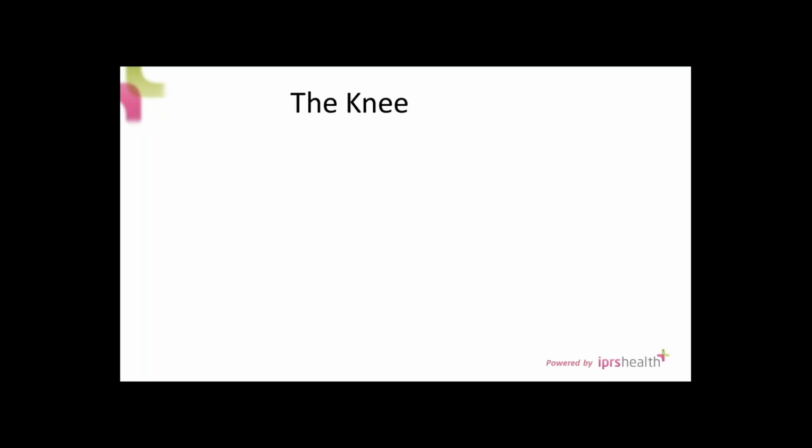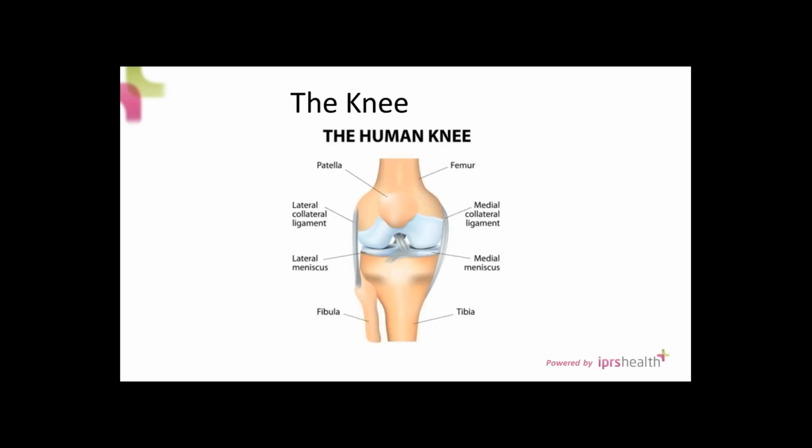So, first of all, let's have a look at the knee. It always helps if we understand a little bit more about the anatomy of the knee and how that relates to pain. So if we have a look at the knee here, we've got some obvious landmarks on there. So we've got the medial ligament. Now medial is another word for the inside, so that's the ligament on the inside of your knee. The lateral collateral ligament, which is the ligament on the outside of your knee. Lateral is another word for outside.